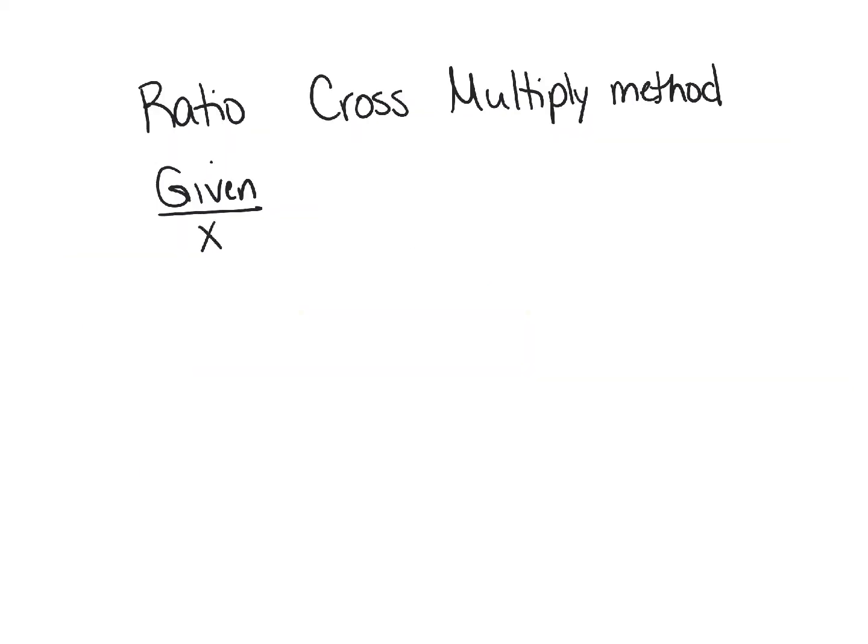Next, I'm going to show you how to do the ratio cross-multiply method. So with this method, you're going to take what you're given and you're going to set it over x, what you're unknown, what it wants you to solve for. And instead of multiplying by a fraction, you're actually going to set it equal to what you know about these relationships.